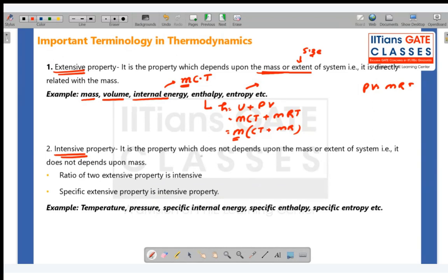What about intensive properties? Intensive properties are not dependent on the mass. They are independent of the mass or extent of the system. Also, the ratio of two extensive properties is an intensive property. So for example, you see, mass is an extensive property. What is volume? Is volume an extensive or intensive property?